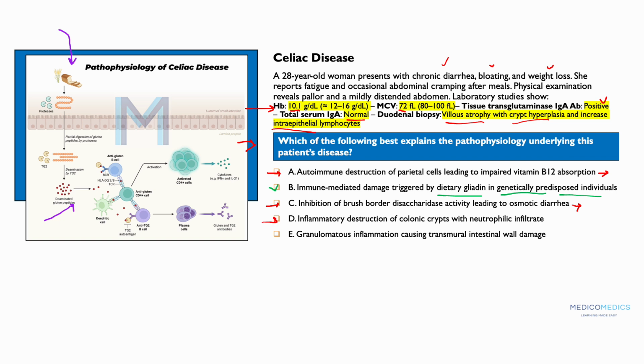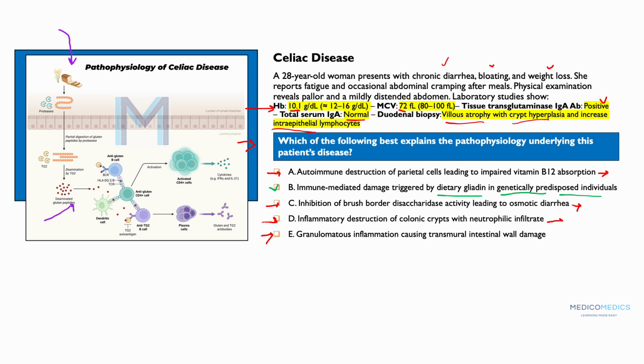What about D? Inflammatory destruction of colonic crypts with neutrophilic infiltrate. Well, this is classic for ulcerative colitis, which affects the colon, not the small intestine. So it's incorrect in location and in pathology.